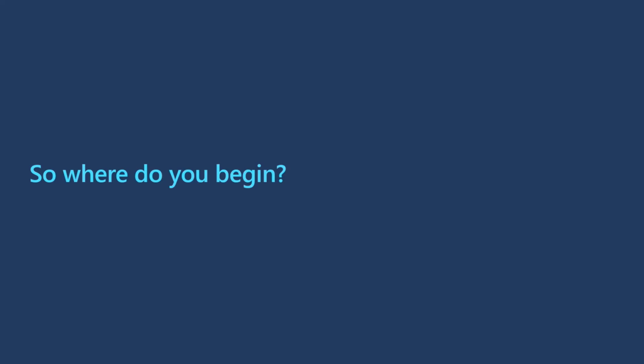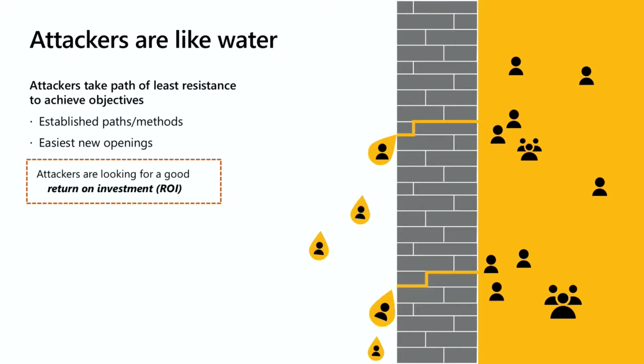So where do you begin? This is a lot of information. How do you get started going down this path? Attackers are like water. They like to establish a path, maintain persistence. They like to find the easiest openings, the most bang for their buck. What can that attacker get? Where can they get the highest return on investment?